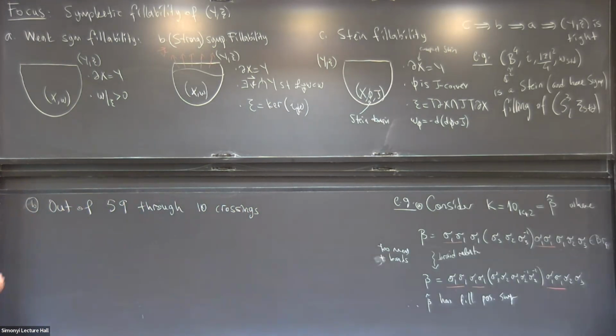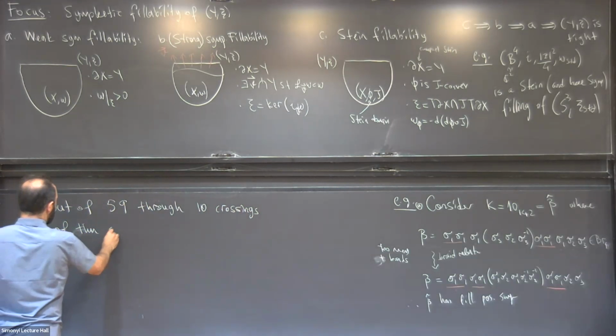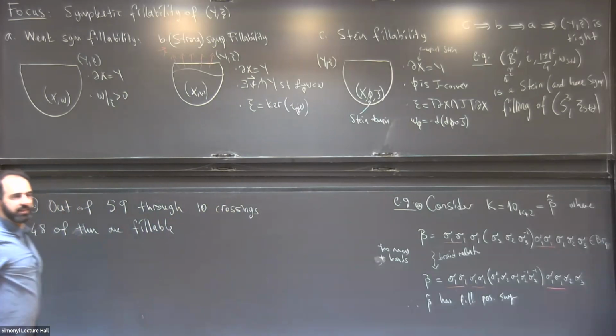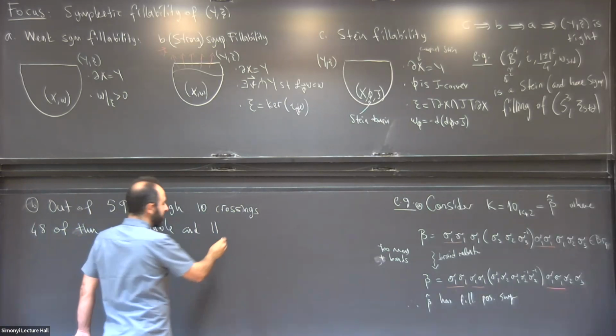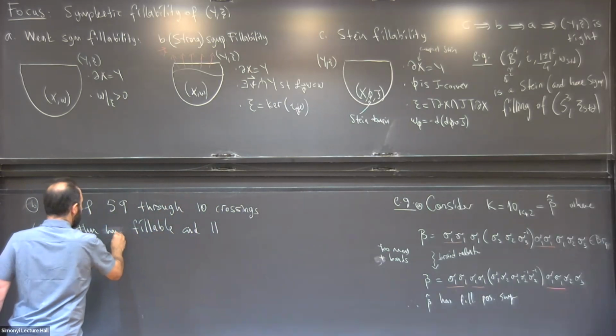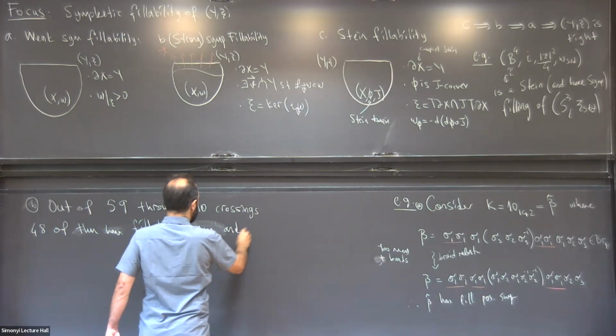There are this many. 48 of them are fillable, and it's exactly because of this criterion. You just go one by one, put them in the right form, and it has a fillable surgery. And in many cases, we can also be optimal. And 11 do not have fillable surgery.